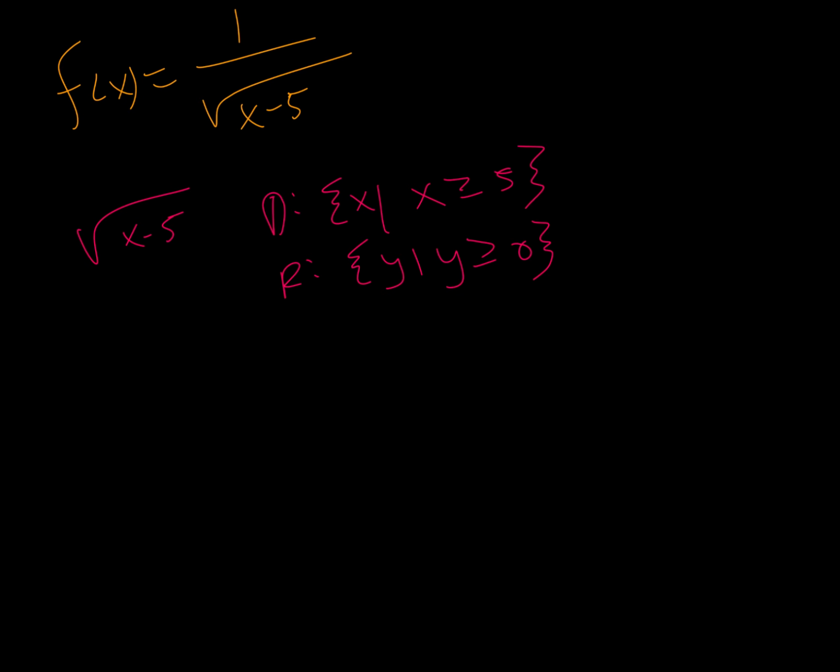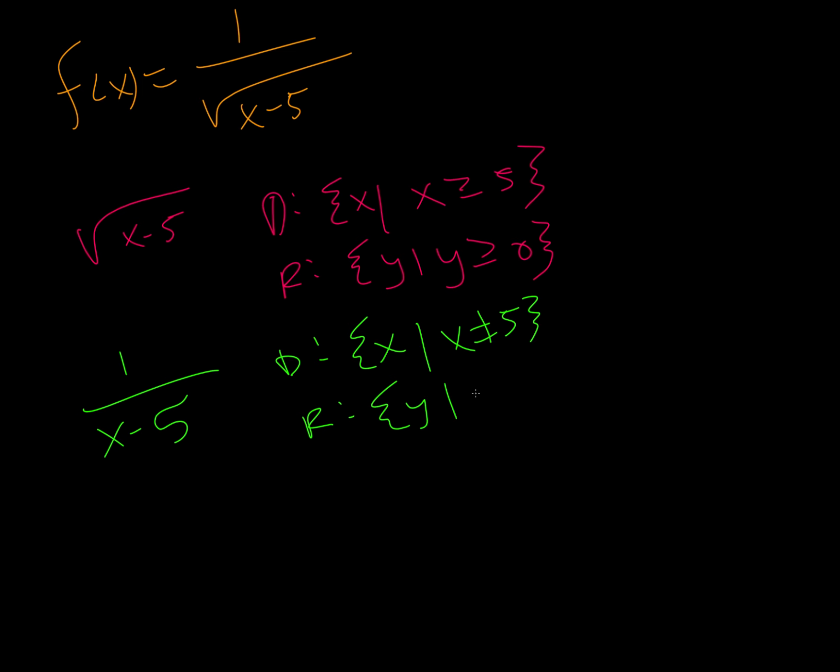And then when we had 1 over x minus 5, our domain was x does not equal 5, and the range was y does not equal 0.